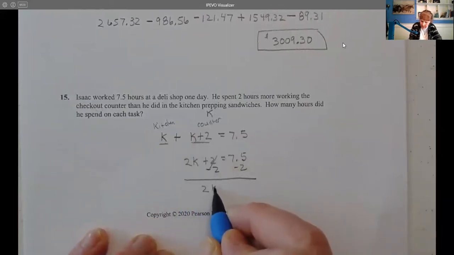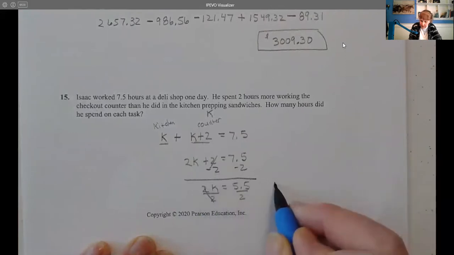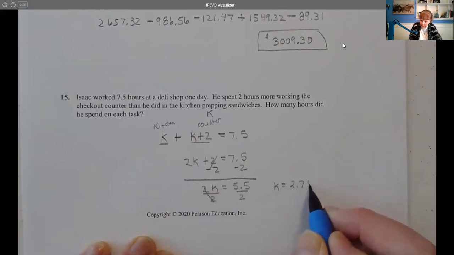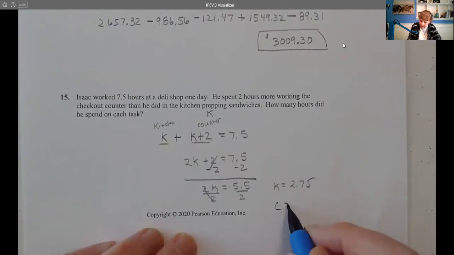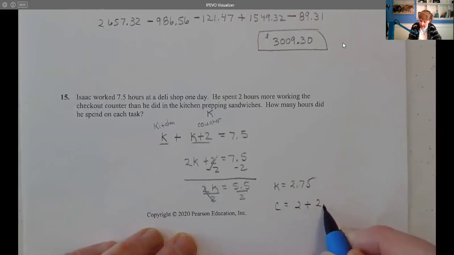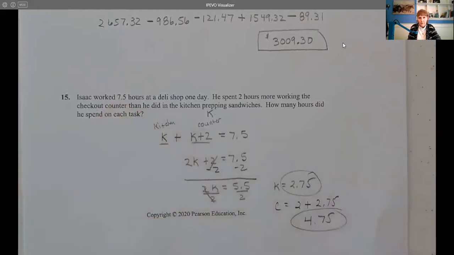So we get 2K equals 5.5. Divide by 2. And the kitchen time is 2.75. When you divide those, double check, but 5.5 divided by 2. Yep. So how much time did he spend on the counter? Well, the counter is 2 hours more than that. So that's 4.75. If you add these, you get the total time, 7.5.